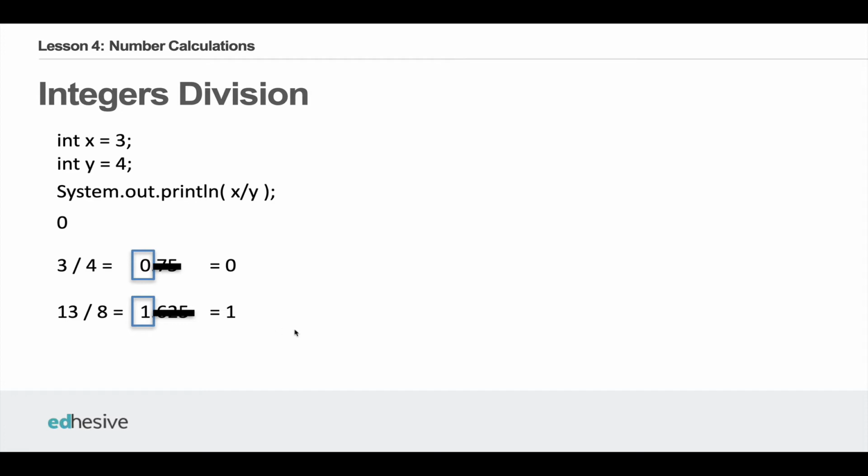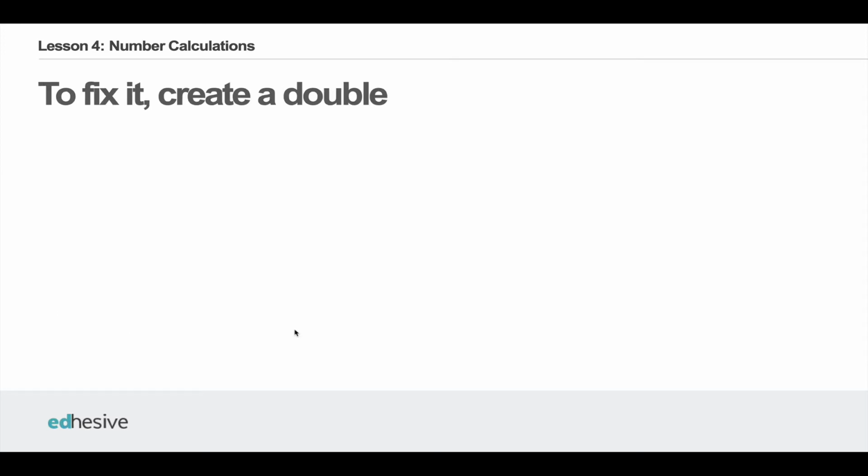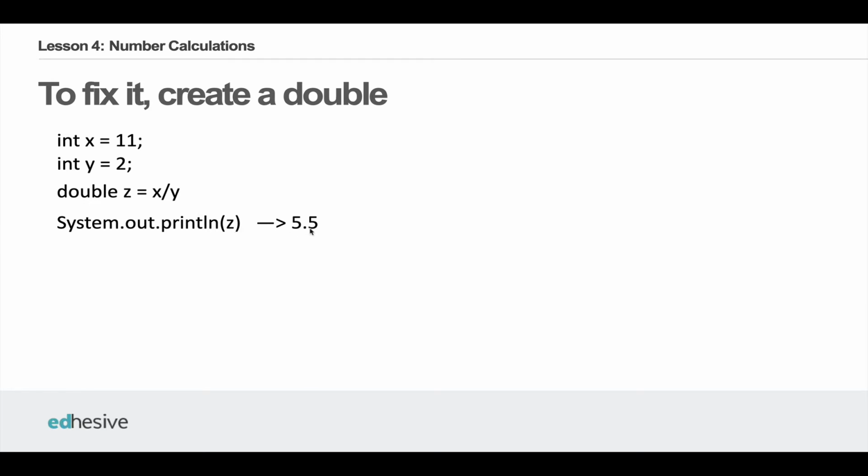But the next question is, okay, I see what's happening, Mr. G. How do I fix it? Well, to fix it, all you have to do is create a double variable. So if I have two integer values, when I do the division, I have to store it in a double. A double has the room for the decimal points. So double z equals x divided by y. And if I were to print out z, I would get the value 5.5. But let's look at what's happening here. If I do 11 divided by 2, Java knows how to do the division problem. It knows that's, hey, that's 5.5.